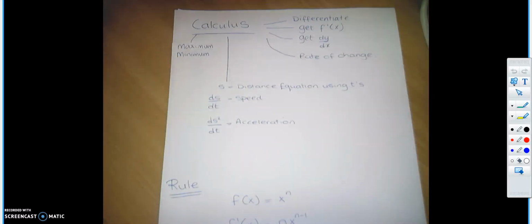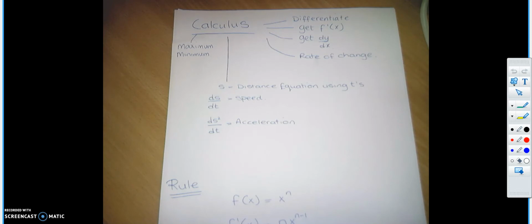Okay, what I'm going to do is give you a quick intro into calculus. Calculus is on Paper 1 of your Leaving Cert Ordinary Level Maths paper. It's normally questions 8 and 9. Sometimes they can be really straightforward and the question will just say differentiate, or get f dash of x, or get dy dx. Sometimes, however, they're slightly more sneaky.